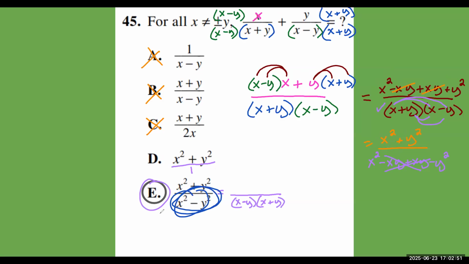Go Google it. See what you can figure out about the difference of two squares. It's really handy because these middle two terms will always cancel whenever we are working with a difference of two squares. And that's what makes it so fancy. All right, hopefully that was pretty straightforward. Common denominators have to happen when we are adding or subtracting fractions.